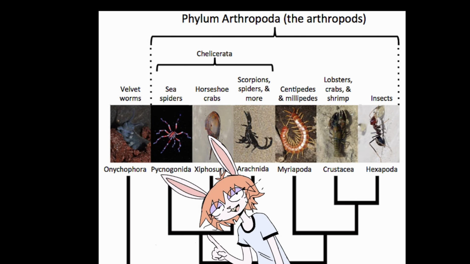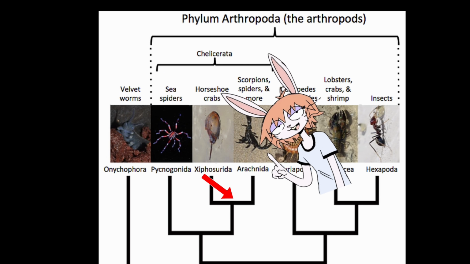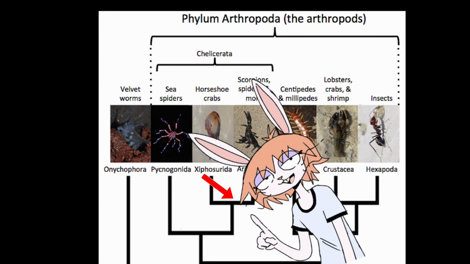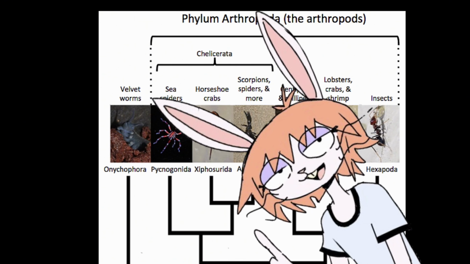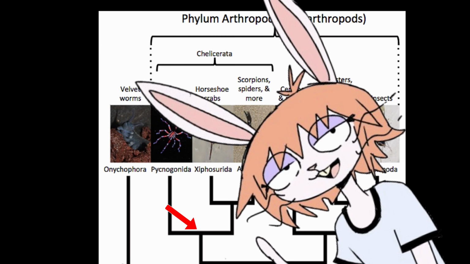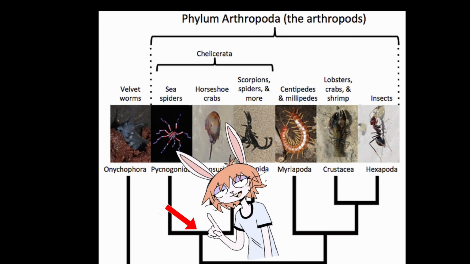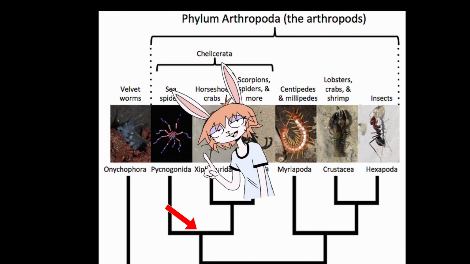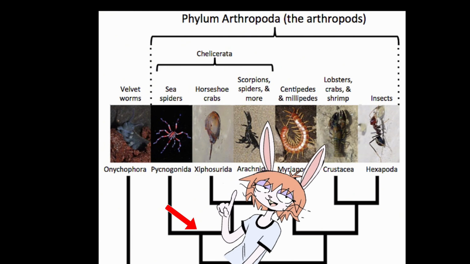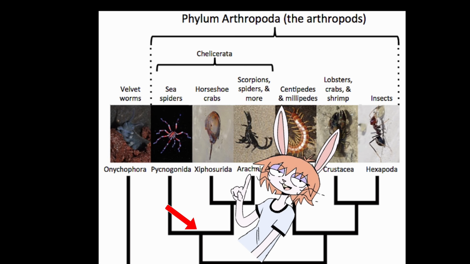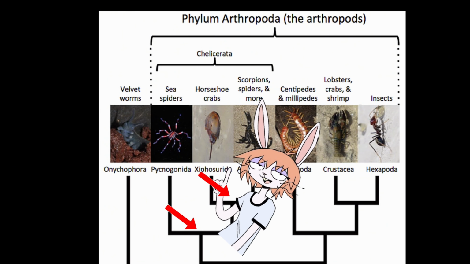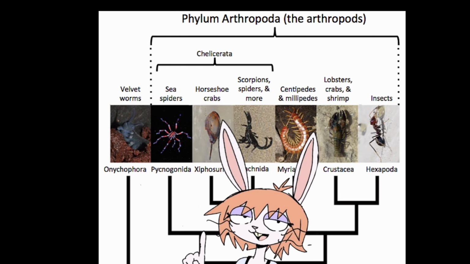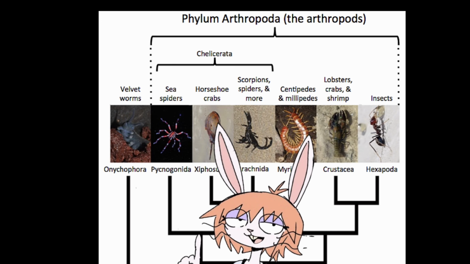For example, in here, the horseshoe crabs and scorpions, spiders, and more, arachnids, share a common ancestor for the last time, meaning they are highly related. And this node represents the last common ancestor between sea spiders, arachnids, and horseshoe crabs, meaning sea spiders are equally related to horseshoe crabs and arachnids, but arachnids and horseshoe crabs are more related to each other than to the sea spiders, which are actually not spiders.